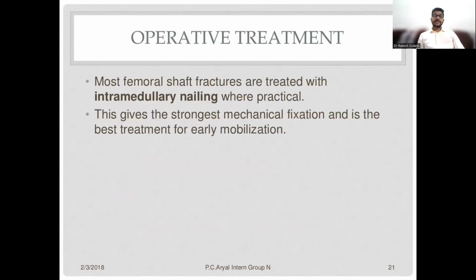In operative management, most femoral shaft fractures are treated with intramedullary nailing where practical. This gives the strongest mechanical fixation and is the best treatment for early mobilization, that is intramedullary nailing in the form of a femur interlocking nail.